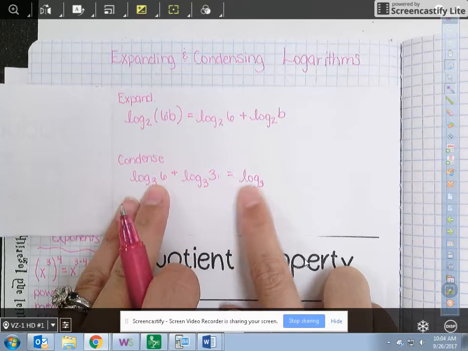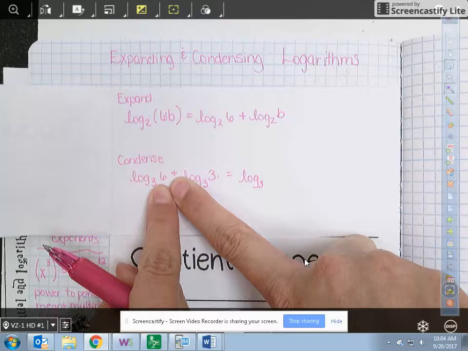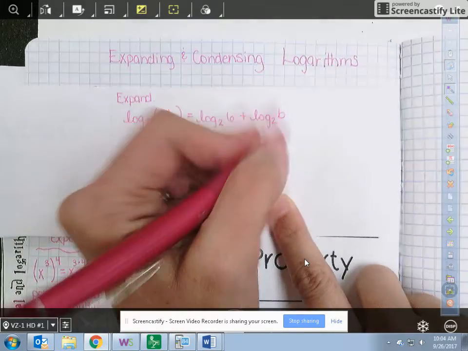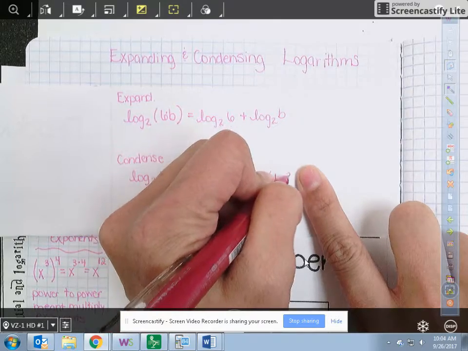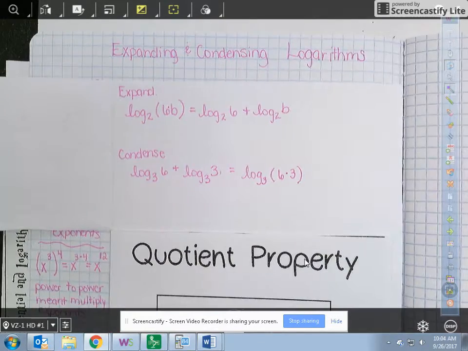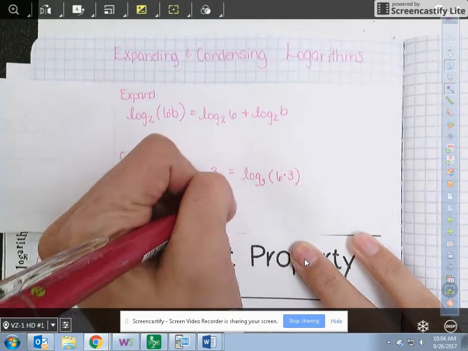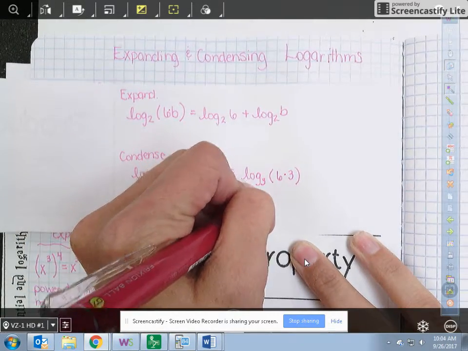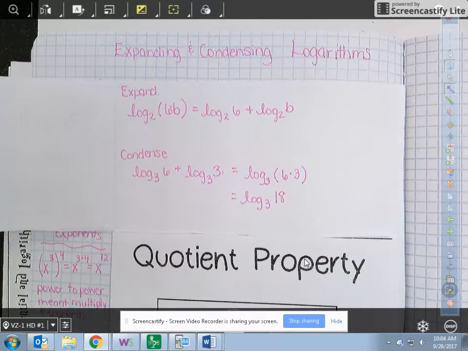Here we go. We are condensing. So the rule is if I have addition, we're going to convert it into multiplying. So it's going to become 6 times 3. Can I actually multiply that and get something better? 18. Yep. So log base 3 of 18. It's not a pretty number, so I just leave it there. Because 3 to some power is 18.